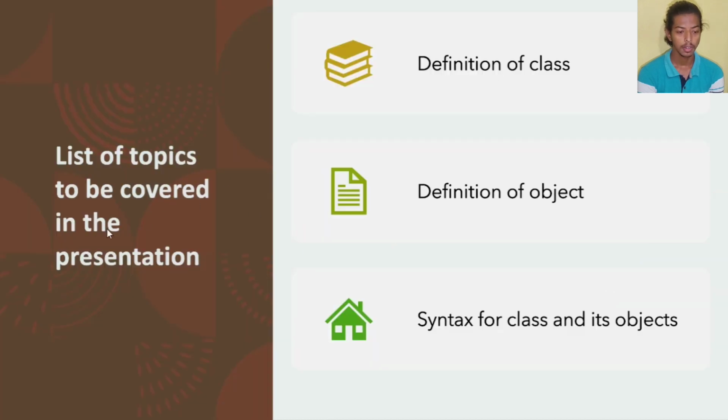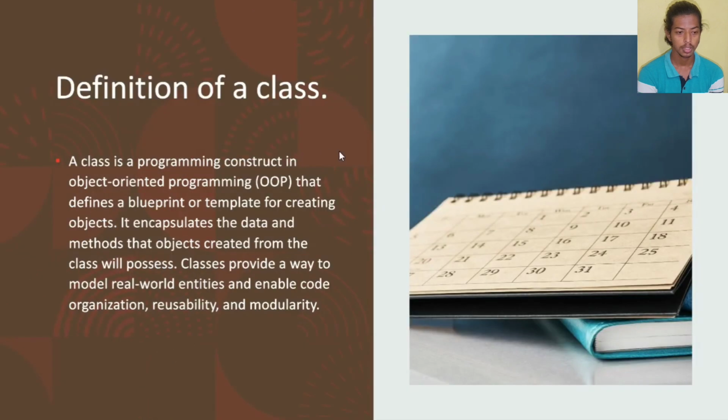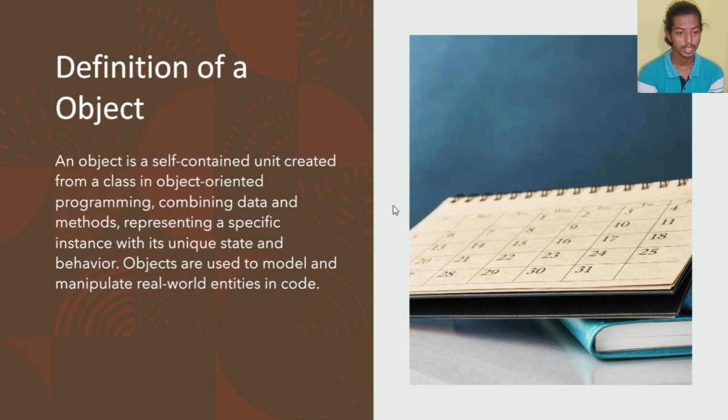List of topics to be covered in this presentation: definition of class, definition of object, syntax for class and its objects. Definition of a class. A class is a programming construct in object-oriented programming that defines a blueprint or template for creating objects. It encapsulates the data and methods that objects created from the class will possess. A class provides a way to model real-world entities and enables code organization, reusability, and modularity.